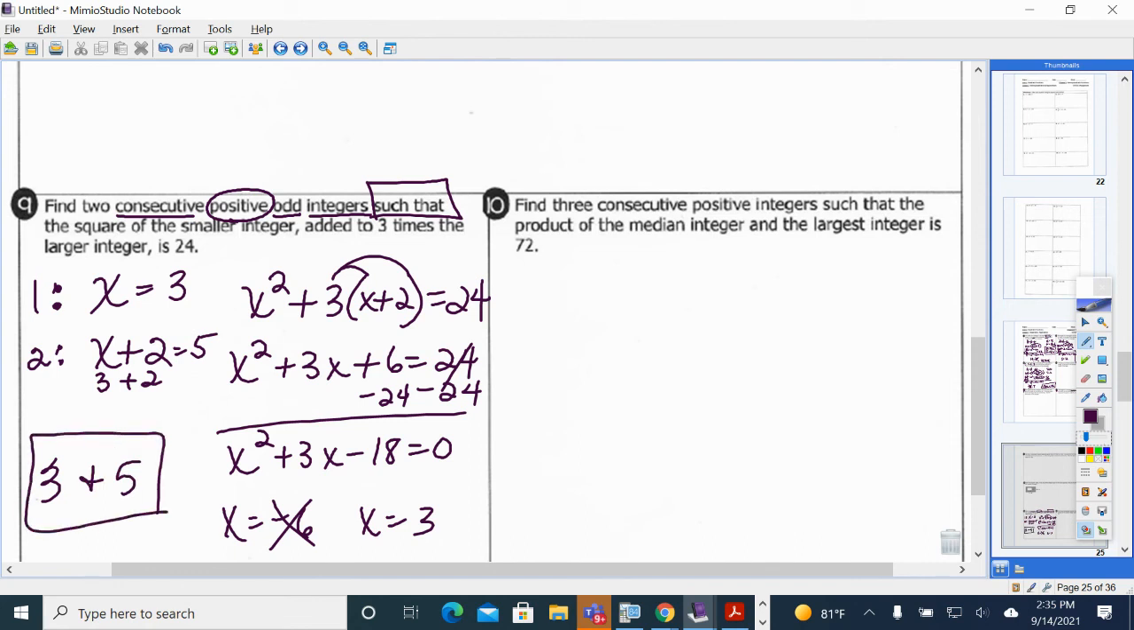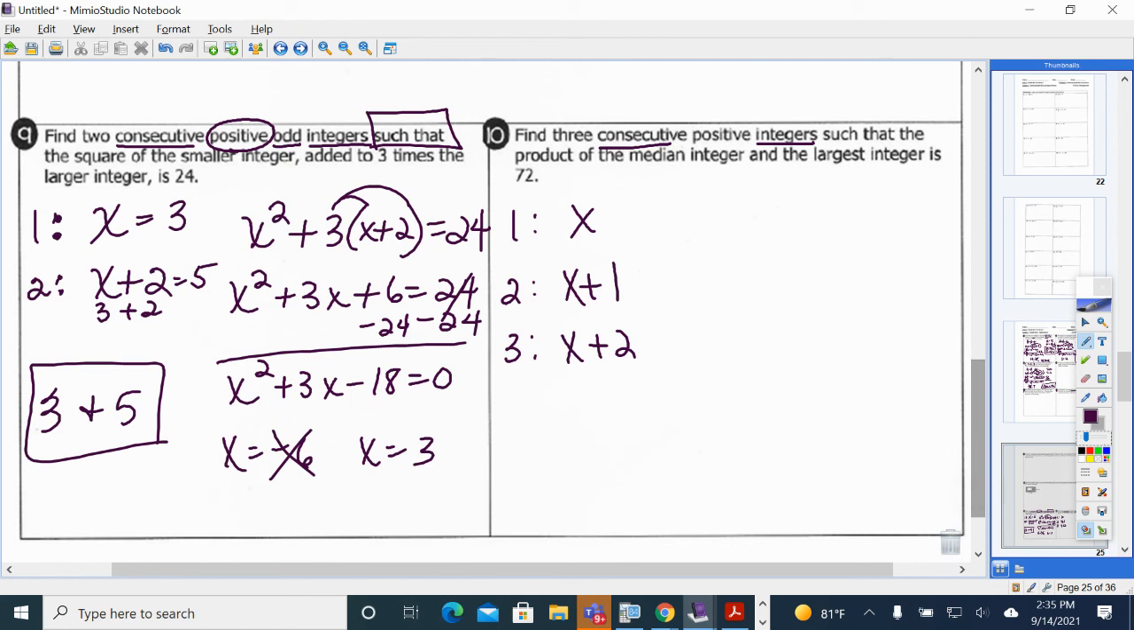Number 10, last one, says find 3 consecutive positive integers such that the product of the median integer and the larger integer is 72. So I need 3. The first one's always x. Notice that it just says consecutive integers, so that lets me know that the next ones are x plus 1 and x plus 2. Again, the word positive is there to let us know that we're only going to be focusing on the positive solutions. Find the words such that, and then let's set up our equation.